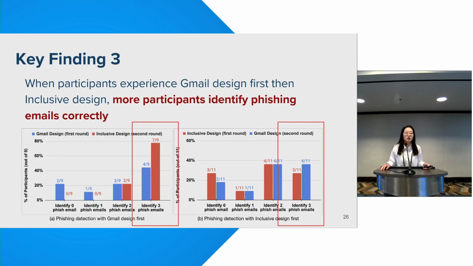Another finding was that more participants identified phishing emails correctly when they experienced Gmail design first, then inclusive design. We can see in the left graph how many participants identified phishing emails correctly when they experienced Gmail design first, then inclusive design. It's an increase of 3 participants who noticed and identified phishing emails in inclusive design. And in the right graph, when participants experienced the inclusive design first, then the Gmail design, this kind of increase doesn't show for Gmail.